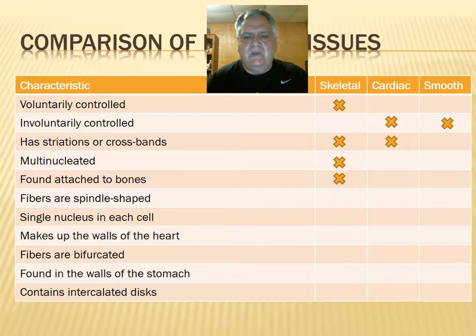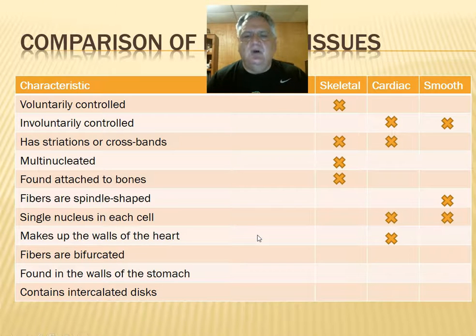Fibers are spindle shaped. Remember, that was a characteristic of smooth muscle tissue. While smooth muscle tissue is pointed at the ends, remember, skeletal muscle tissue is only tapered at the ends. So smooth muscle tissue, because it's pointed, is considered a spindle. Skeletal muscle tissues, because their ends are tapered, are not considered a spindle, but more considered to be cylindrical. Which ones have a single nucleus in each cell? That was characteristic of both cardiac and smooth.